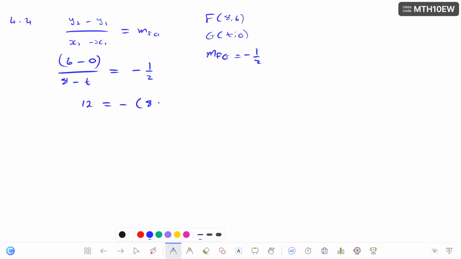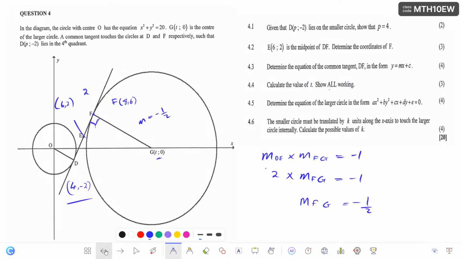Negative 8 minus t. So this one is going to be, say, negative 8 plus t, 12. Then we take 8 to the other side, it's going to be 12 plus 8, which is what? t is equal to 20. So now we know our coordinates. G is what? It is 20 and 0. So, okay, we're done with this one.